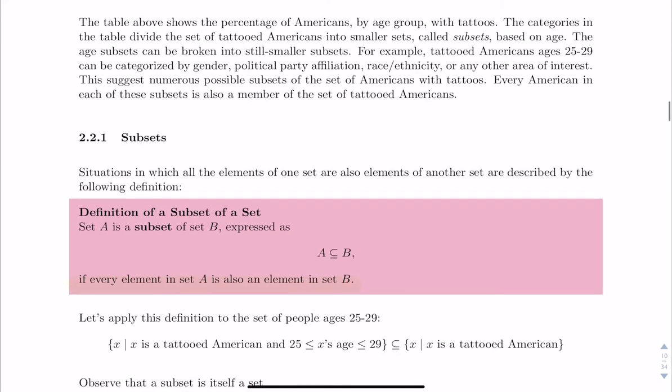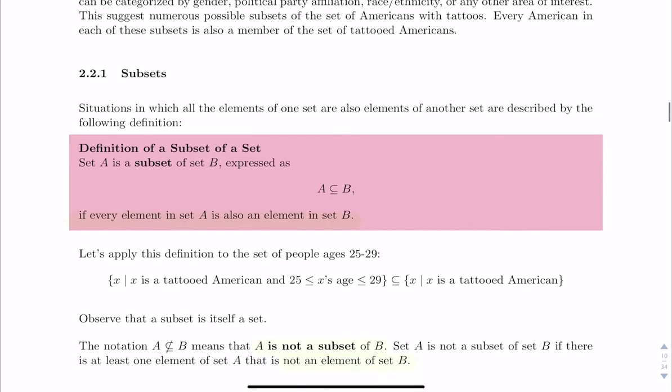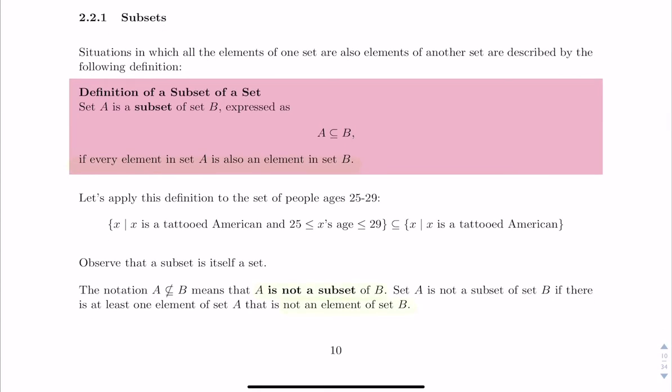Situations in which all the elements of one set are also elements of another set are described by the following definition. Set A is a subset of set B, expressed with a C with a line underneath it, if every element in set A is also an element in set B. So if it's in A and it's in B, and all of them in A are in B, then it has to be a subset. So the set of all x such that x is a tattooed American between the ages of 25 and 29 is a subset of all tattooed Americans.